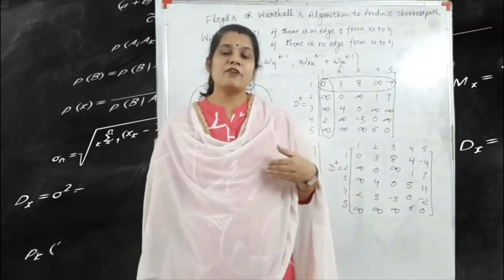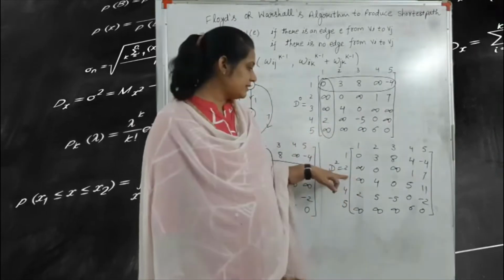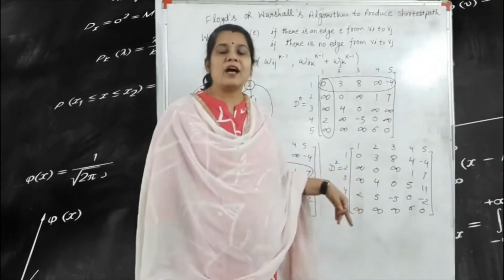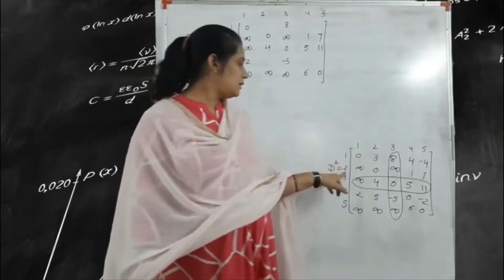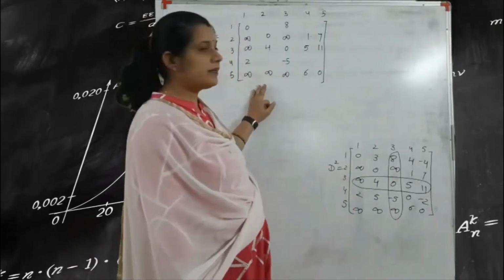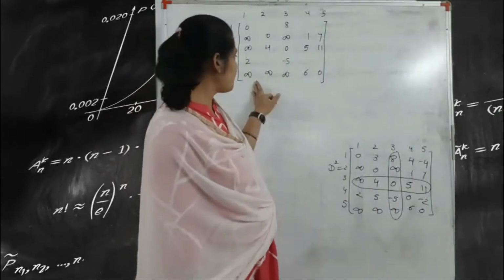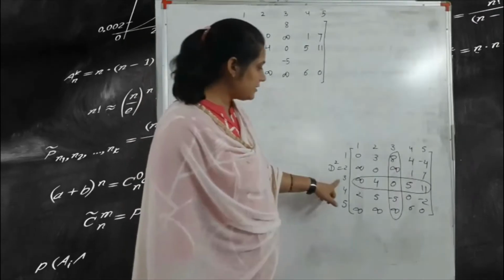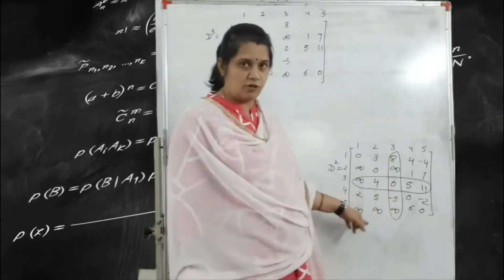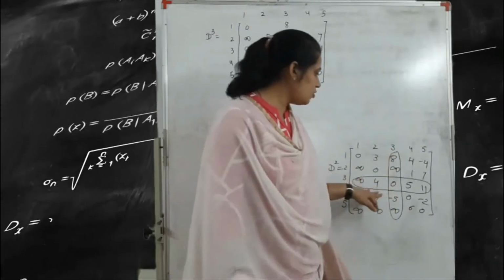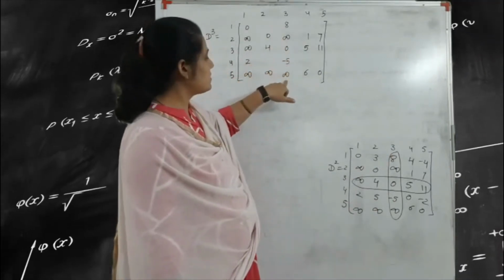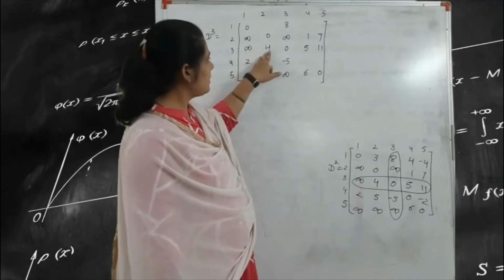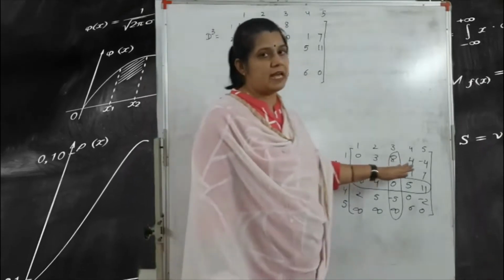For finding the D3, we highlight here the third row and third column. So we write here the third column and third row as it is: 8, infinite, 0, minus 5, 8 and infinite, 4, 0, 5, 11. We write here as it is.